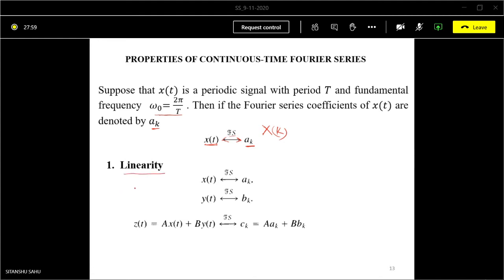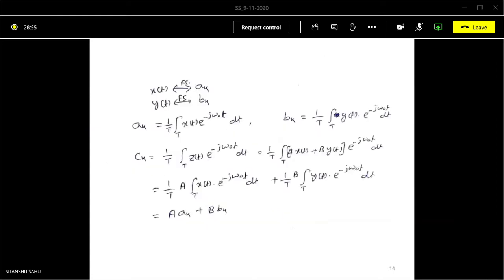It satisfies the linearity property. If x of t is one signal and I find its Fourier representation ak, and a second signal y of t has Fourier series bk, then if z of t is another signal that is a combination of x of t and y of t, a into x of t plus b into y of t, the Fourier series of that gives me ck, which is a into ak plus b into bk. This is my linearity superposition principle. Adding many signals together and then finding the Fourier series is nothing but the summation of the individual Fourier series of the individual components. This is the linearity property that is satisfied.